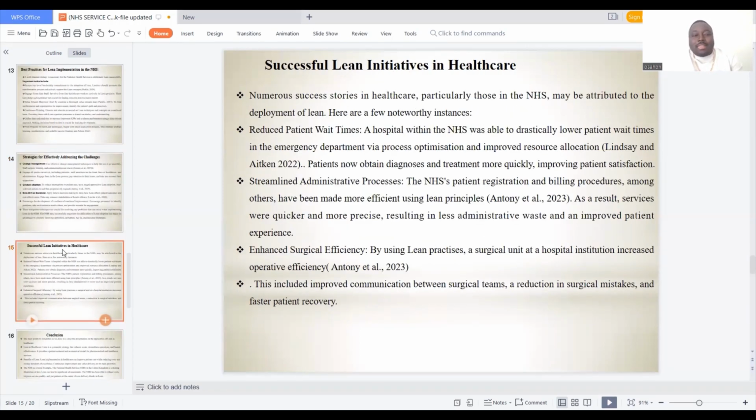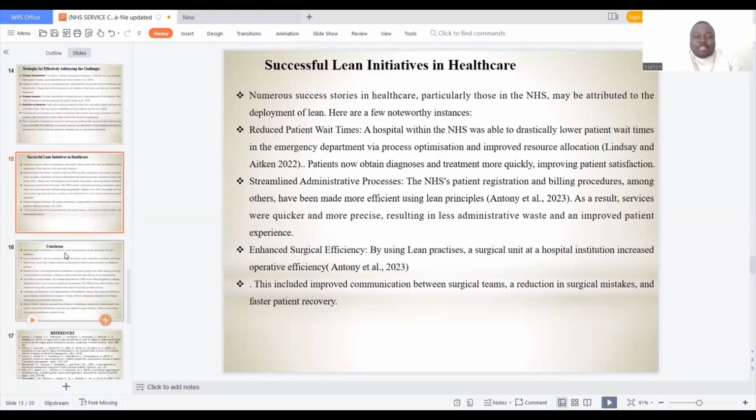Lean initiatives in healthcare, specifically within the NHS, have led to reduced patient wait time in the emergency department, streamlined administrative processes, enhanced surgical efficiency, and improved patient satisfaction. These successes have been achieved through process optimization, improved resource allocation effectiveness, patient registration and billing procedures, and the implementation of lean practices such as improved communication between surgical team and reduced surgical mistakes.